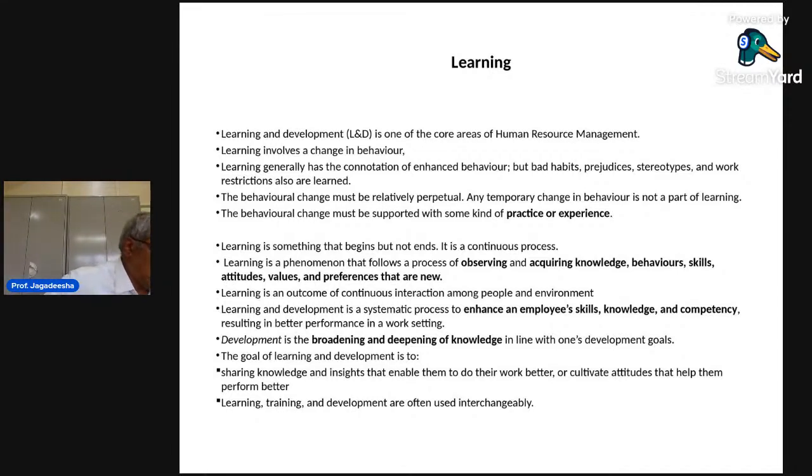So, learning, training and development. Learning, training and development, by and large, are being used interchangeably. In training, in learning, we definitely enrich ourselves with knowledge, skill, and attitude. Even in development, they say so, therefore it is being used interchangeably. Let me tell you, there are some differences which I already told you.